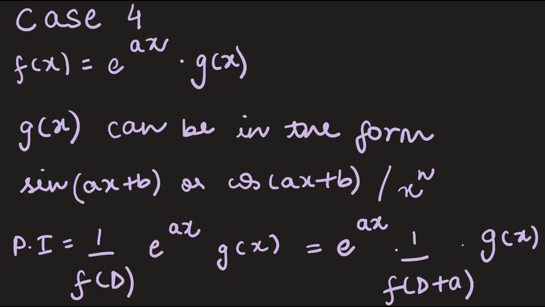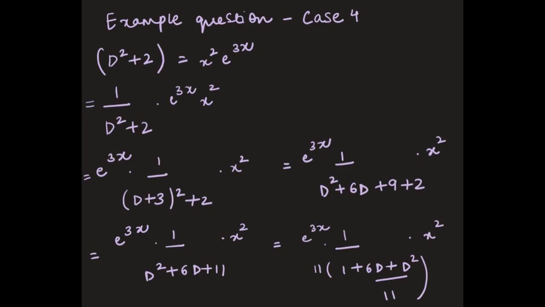Case 4 is where the non-homogeneous term is a product of the exponential and another function which can be either trigonometric or polynomial. Here, you add a to the operator d by dx and solve as in the previous cases. Here is an example to help understand it better.